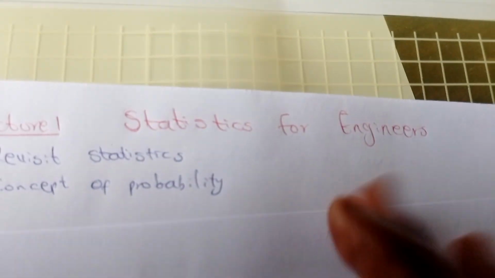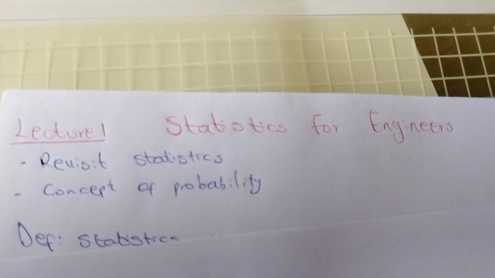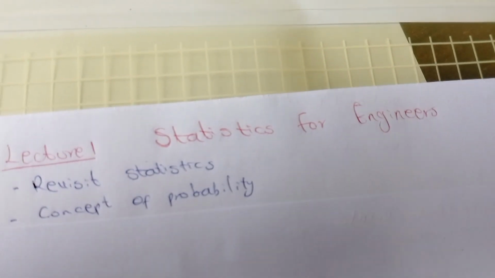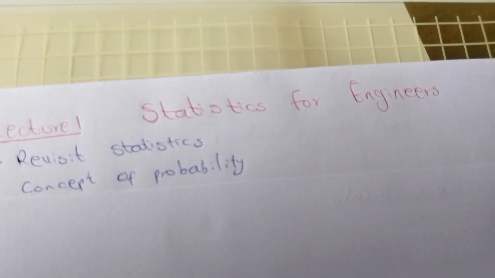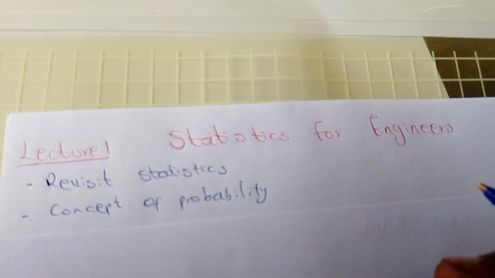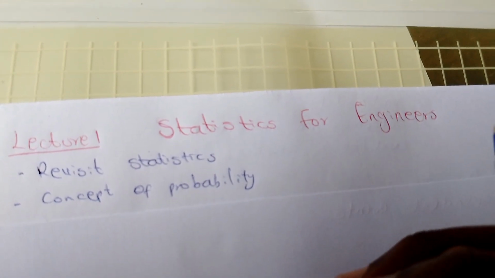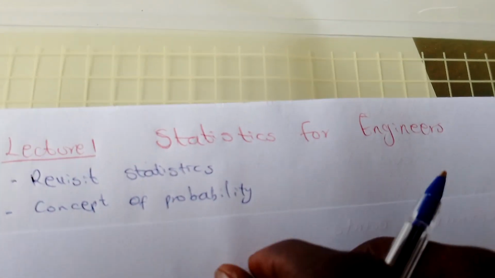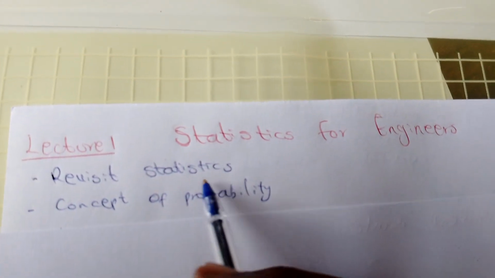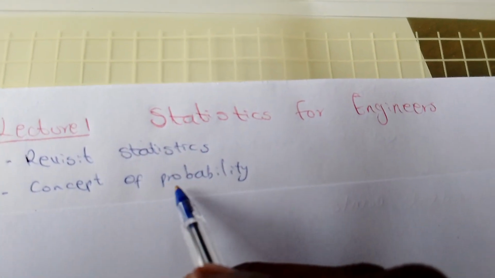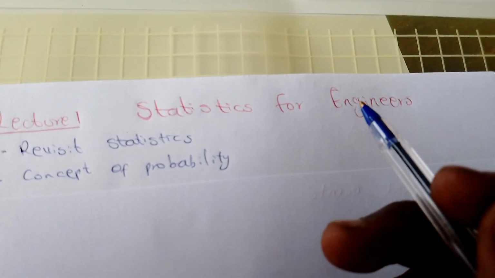Okay, guys. Hello. We are going to start with the first lecture of statistics for engineers. The title is Introduction to Statistics and then Probability Theory. So basically, that's what we are going to do. We are going to revisit statistics and then talk about some of the concepts of probability.